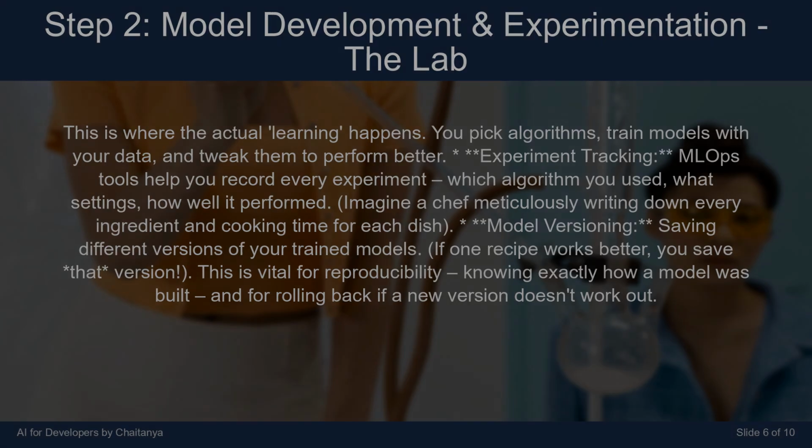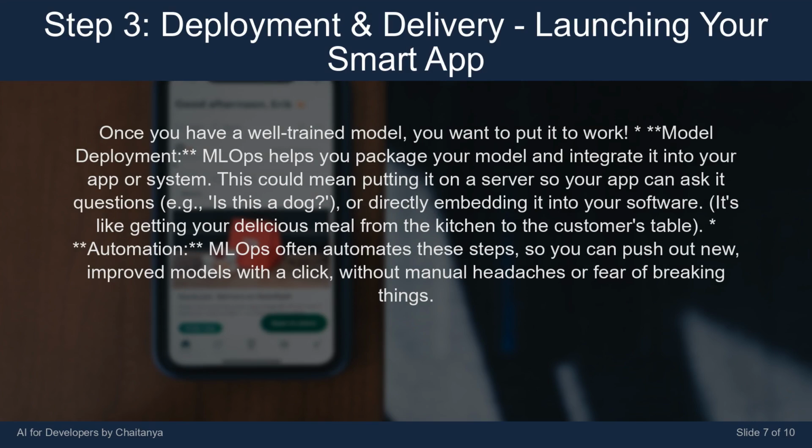Once you have a well-trained model, you want to put it to work. Model deployment. MLOps helps you package your model and integrate it into your app or system. This could mean putting it on a server so your app can ask it questions, e.g., is this a dog? Or directly embedding it into your software. It's like getting your delicious meal from the kitchen to the customer's table. Automation. MLOps often automates these steps, so you can push out new, improved models with a click, without manual headaches or fear of breaking things.